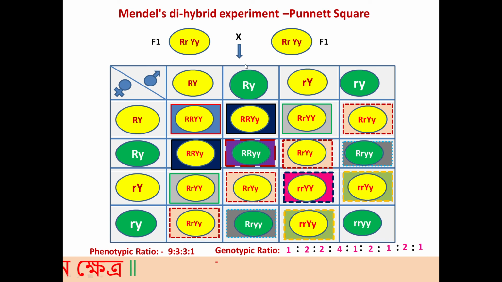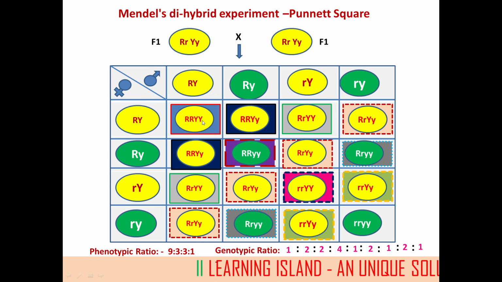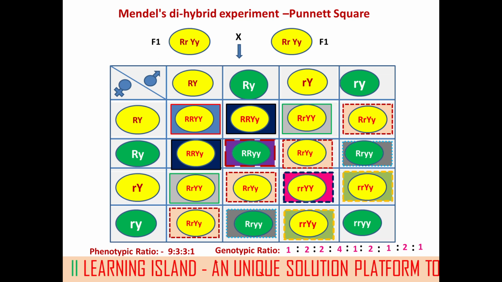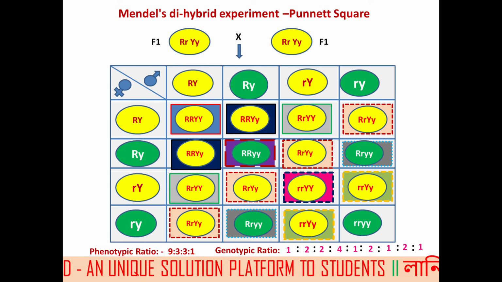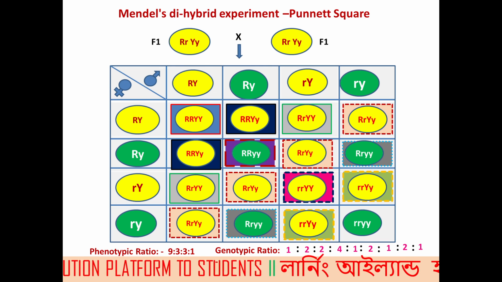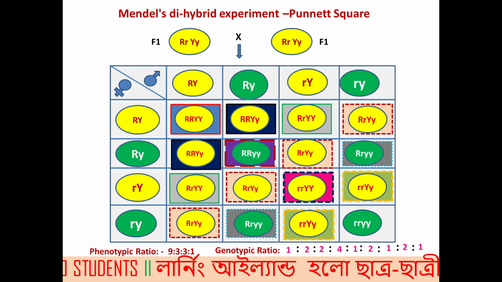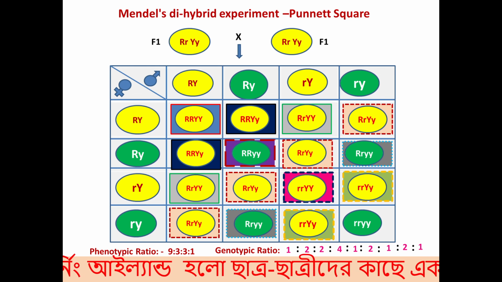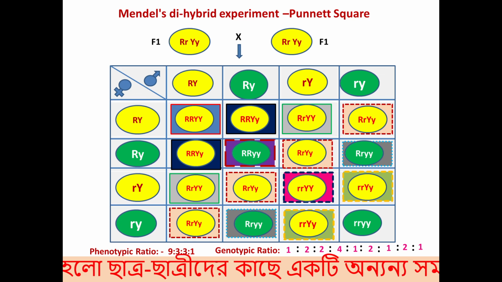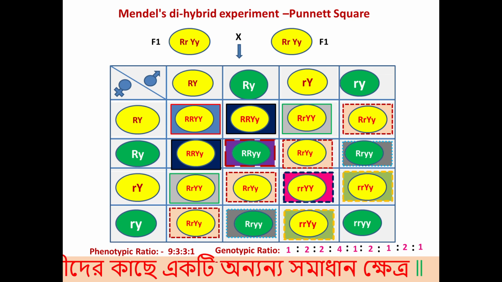So I think this video will be very helpful to you, and now you can easily understand what is Punnett square for dihybrid and monohybrid cross, the experiment of Gregor John Mendel, and also what is checkerboard, and how to write the checkerboard step by step.